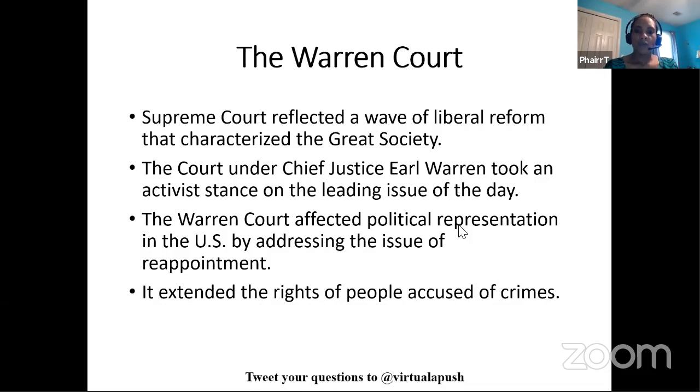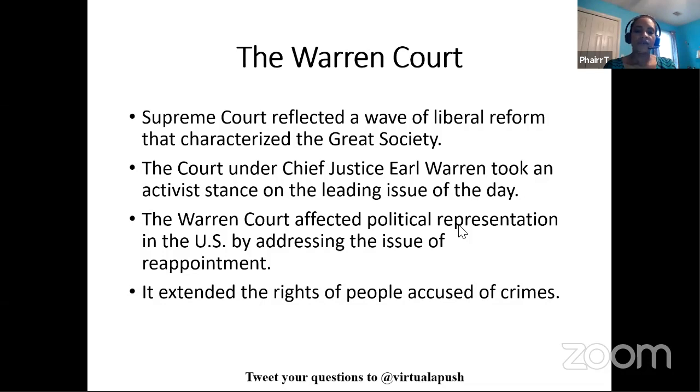But I have to bring in the Warren Court, because this was during a time when the Great Society was really kind of, they would say this court really characterized the Great Society and the end of discriminatory practices. This was probably seen as one of the most liberal courts since the Supreme Court had come into existence. And a lot of the laws that this court put into play have an effect on you guys right now. They affected political representation.